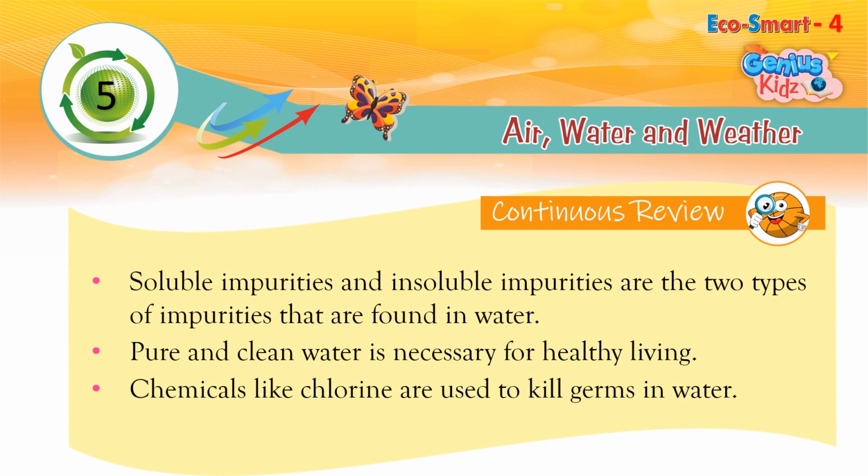Soluble impurities and insoluble impurities are the two types of impurities that are found in water. Pure and clean water is necessary for healthy living. Chemicals like chlorine are used to kill germs in water.